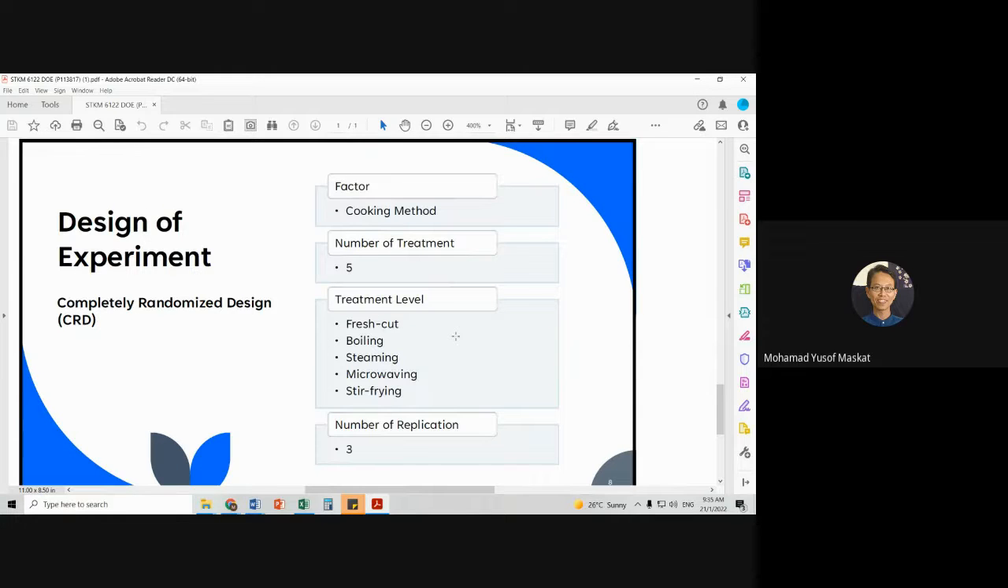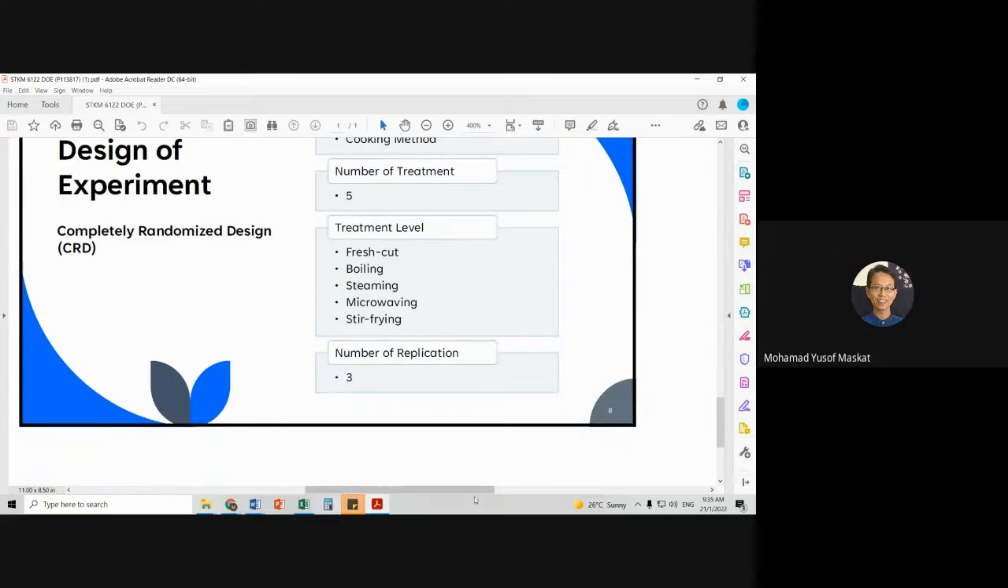The number of replications is 3. So the number of experiments that you have to do is 5 times 3, so 15 experiments that you have to do.